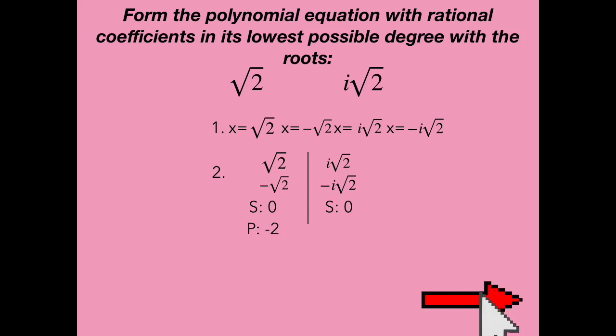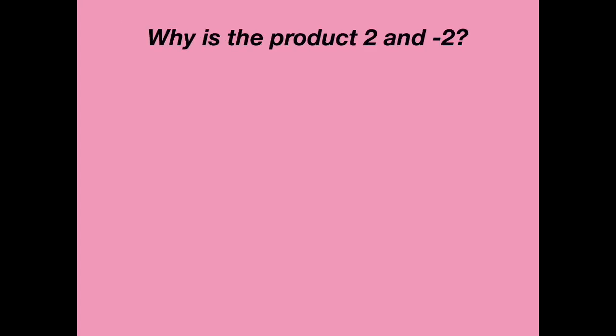So the sum of square root of 2 and negative square root of 2 is 0. And the sum of i square root of 2 and negative i square root of 2 is also 0. To get the product, multiply each root and their pair. Why is the product 2 and negative 2?